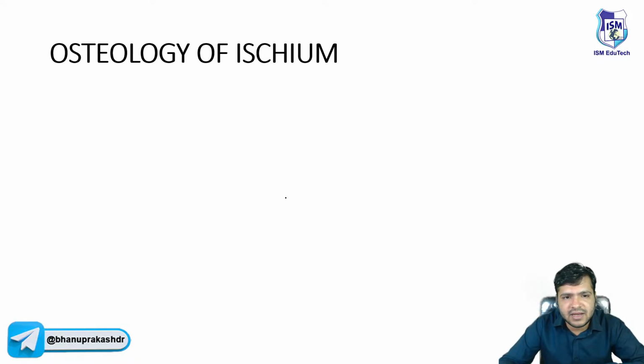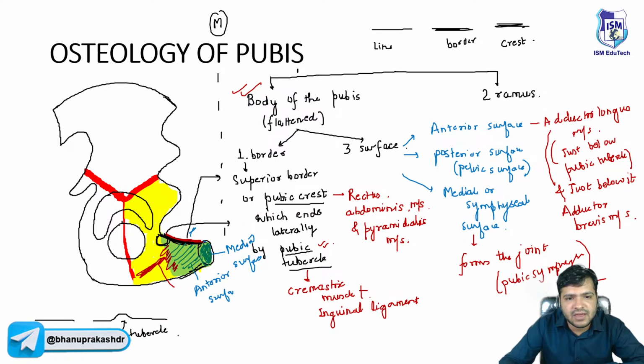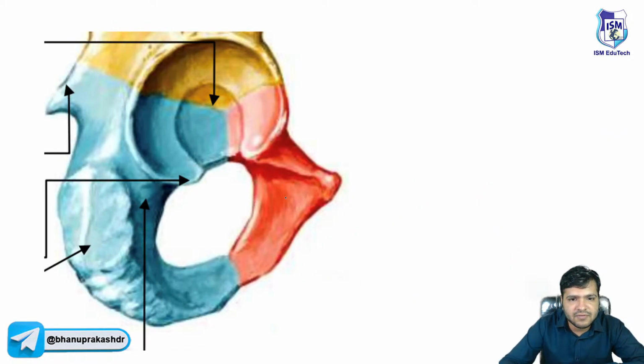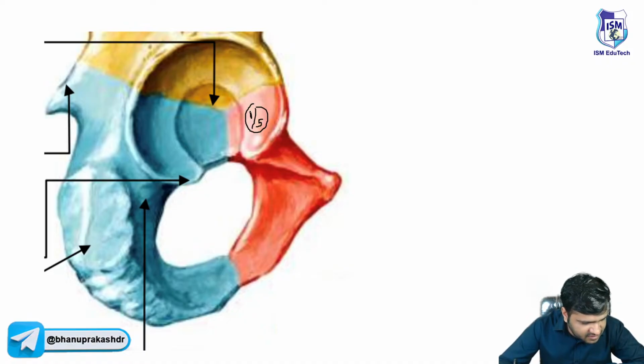Now to explain this, let us go back to this particular diagram which we have drawn. It has become quite a mess. So yes, you can very well see beta over here, it is having one-fifth part of the acetabulum. Now beta, there are 3 borders that you can see in the ramus part.